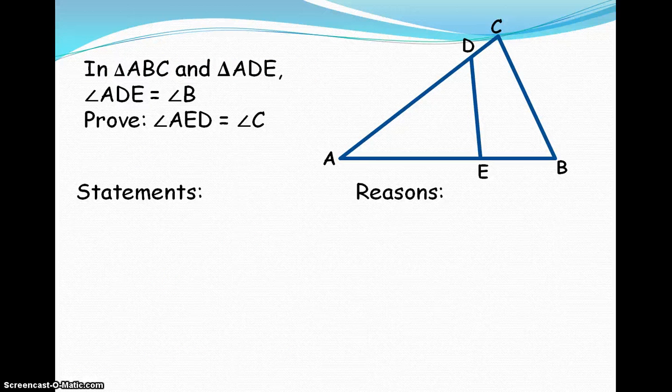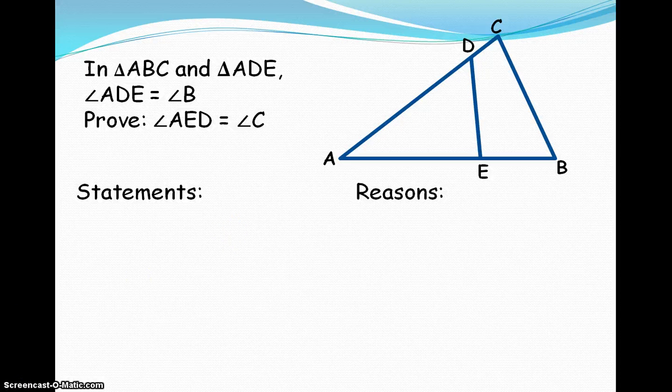What I'd like you to do is try this proof for me. We have triangle ABC and triangle ADE. We also know that angle ADE is equal to angle B. I would like you to prove to me that this angle here, angle AED, is equal to angle C.